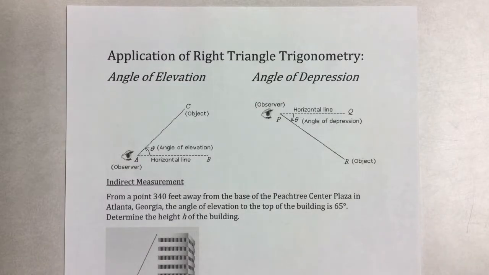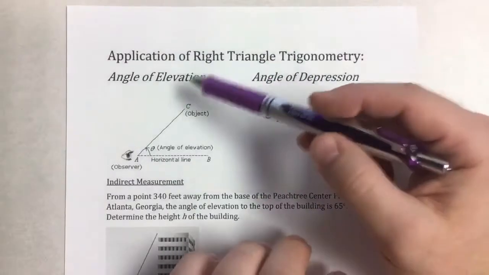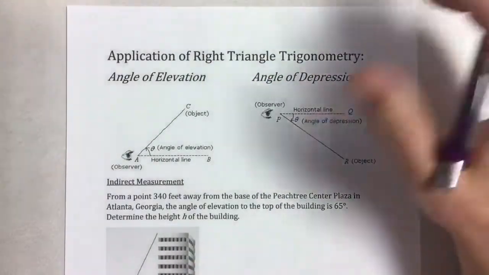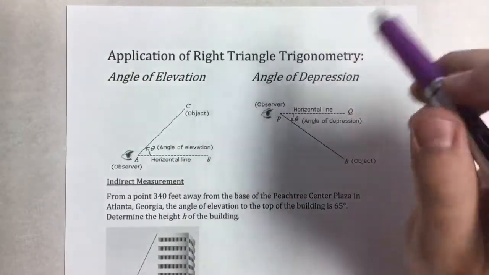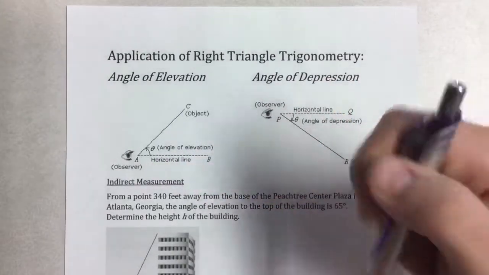Hey everyone, we're back, and recently we looked at how we can use trigonometry to find unknown lengths on right triangles, and we're going to see some application of that here. So before we begin, there are two concepts that we need to talk about, them being angle of elevation and angle of depression.